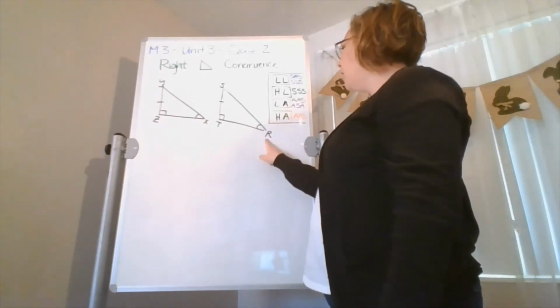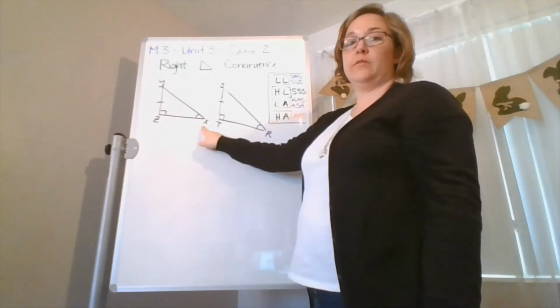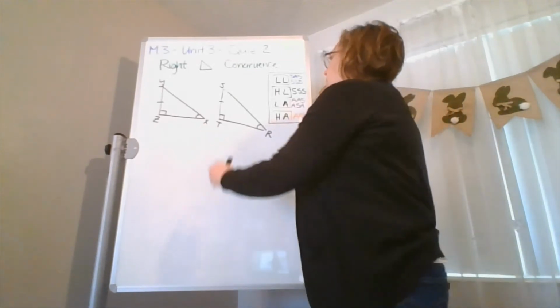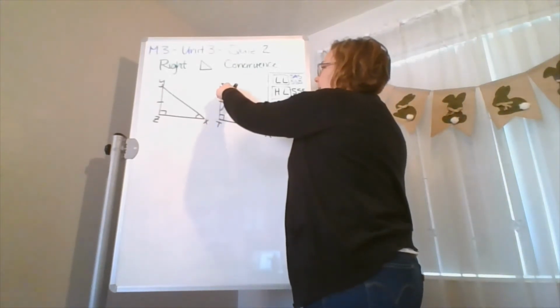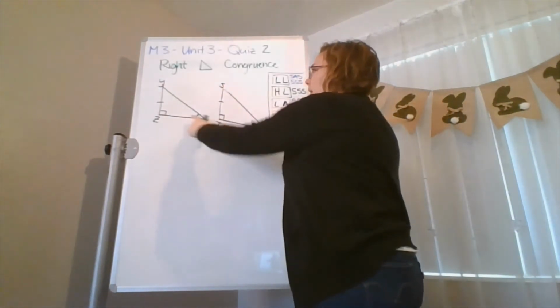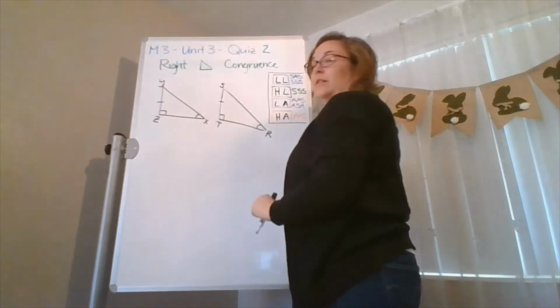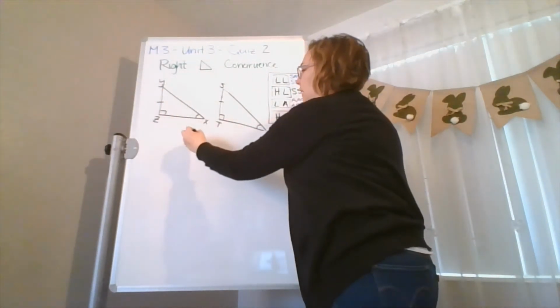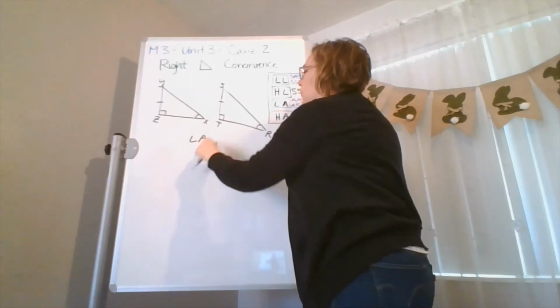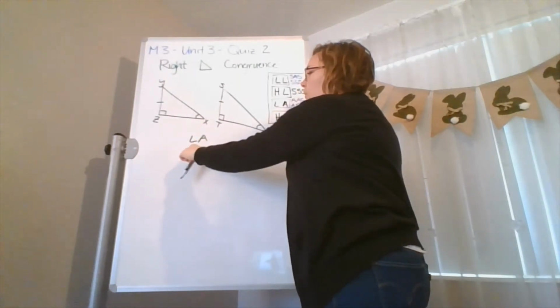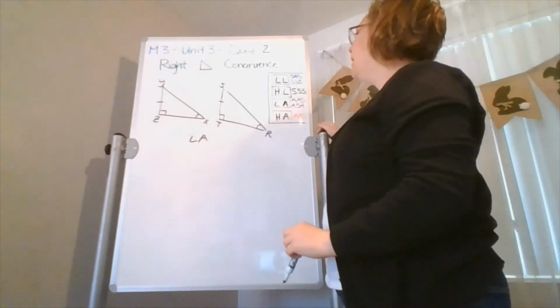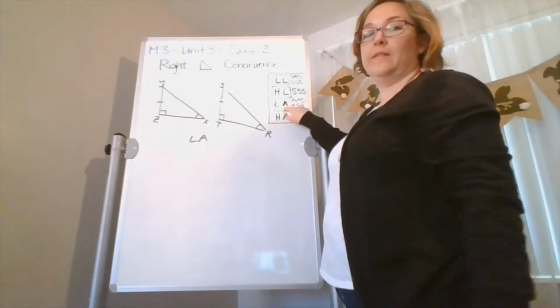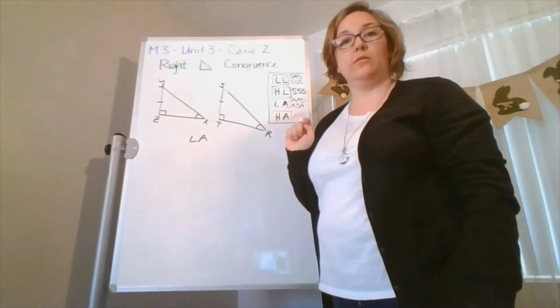So we have angle R and angle X given to us as congruent. We also have leg ST and leg YZ that are congruent. So we have one leg and one angle, one non-right angle, one non-hypotenuse side, and we know, therefore, that they are congruent by our leg angle theorem.